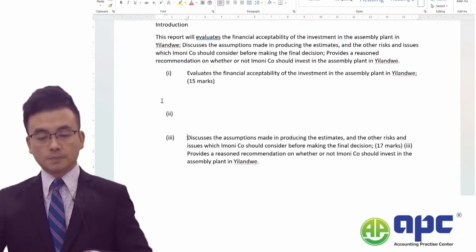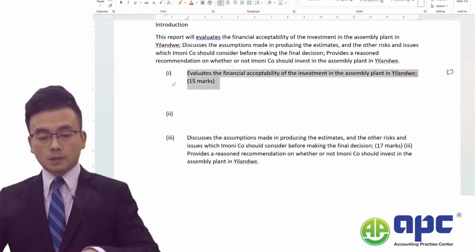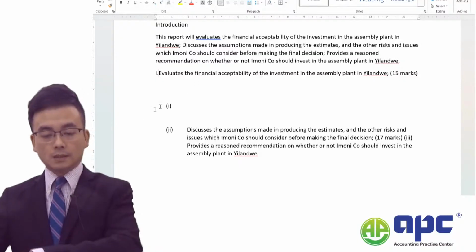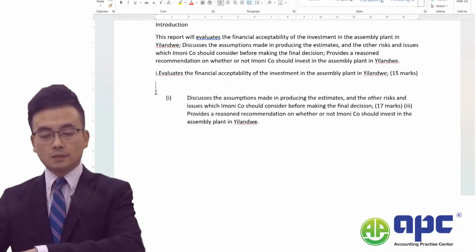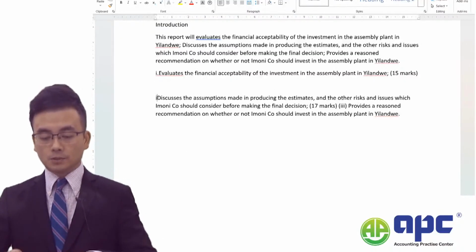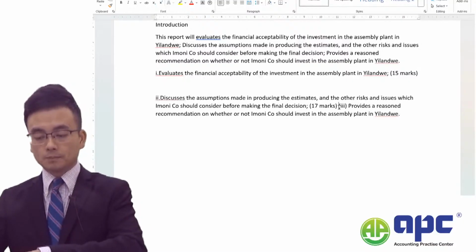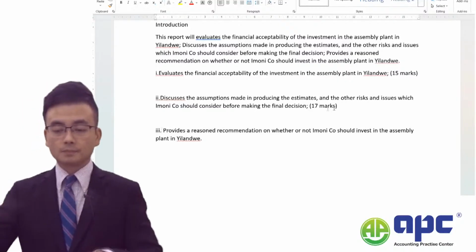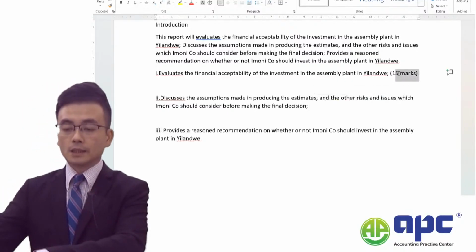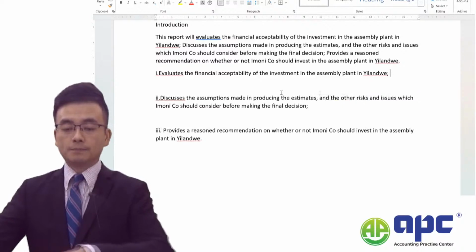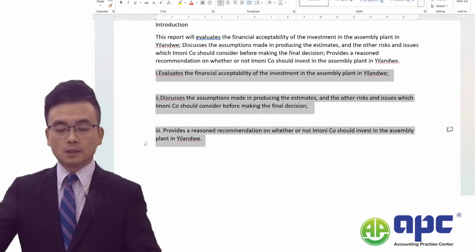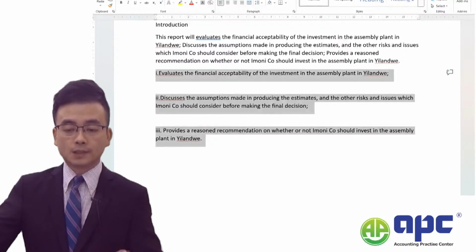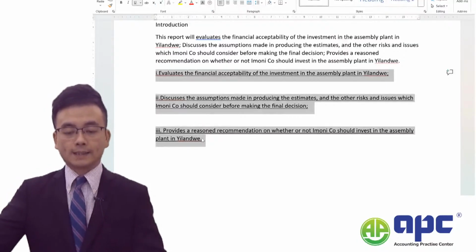This is number 2. Okay, we do that again. So that's number 1, and then that's number 2, and then that's number 3. So what you need to do then is to underline each of those as your heading.